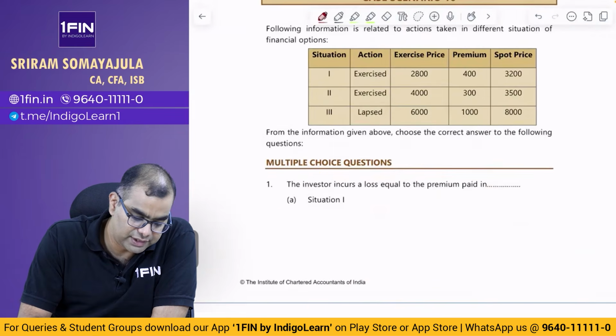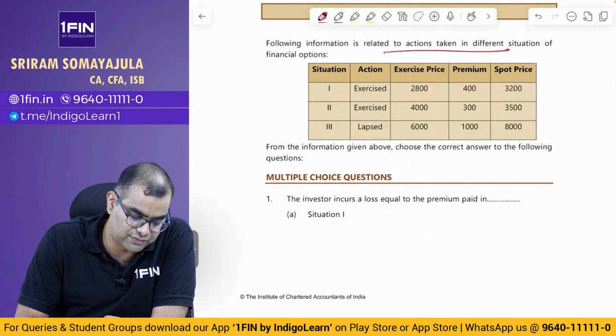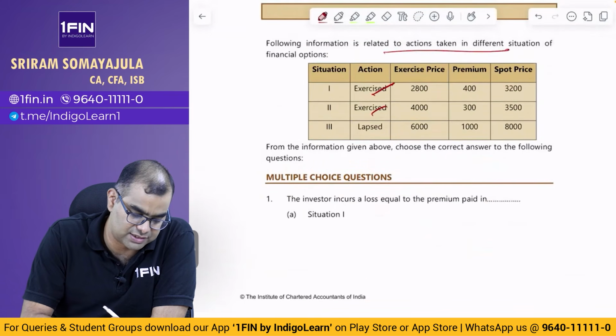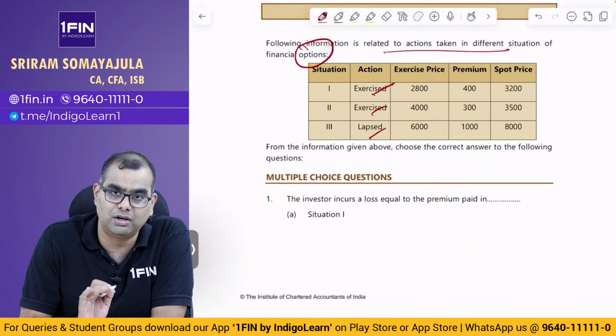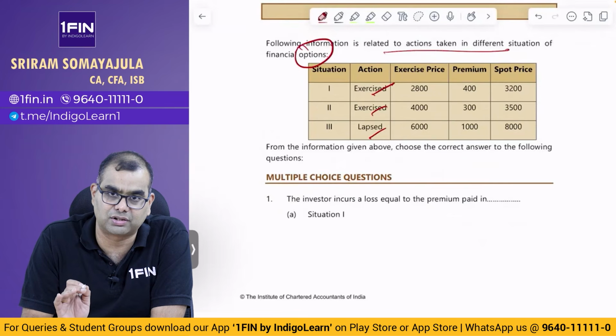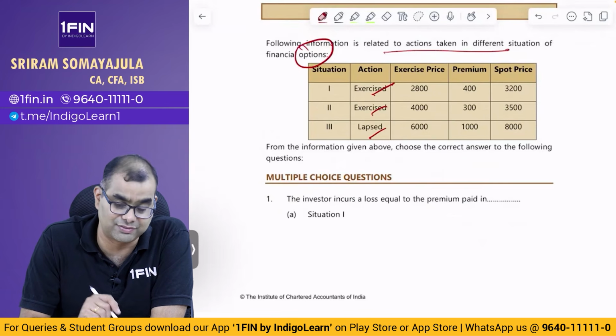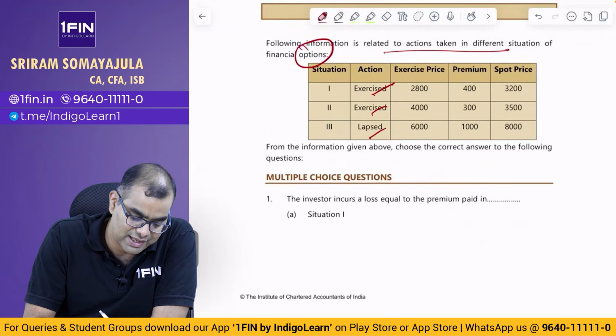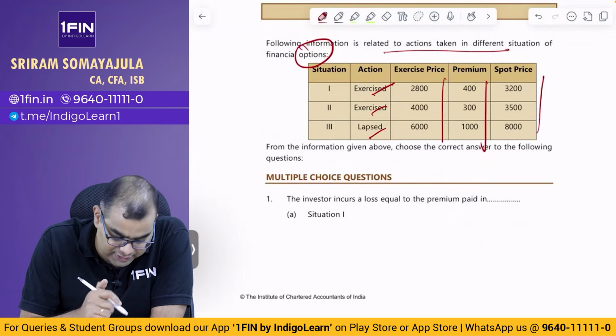Okay. Then the following information is related to actions taken in different situations of financial options. You have exercised, so it is an option. There is no forward, future, long, short, nothing. This is from a study exam question. Exercise price is given, premium is given, spot price is given. From the information given above, choose the correct answer.